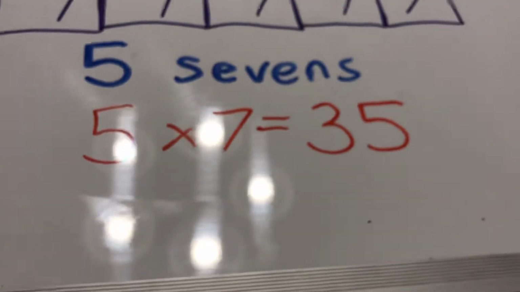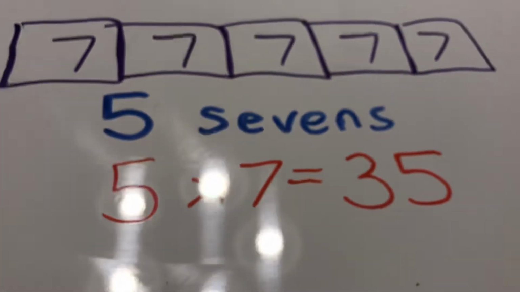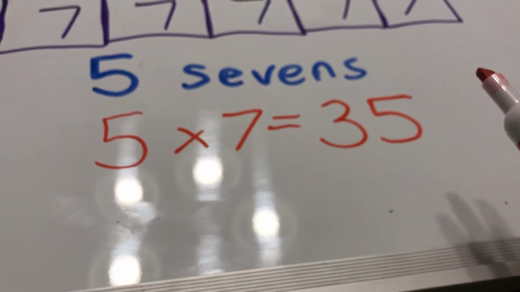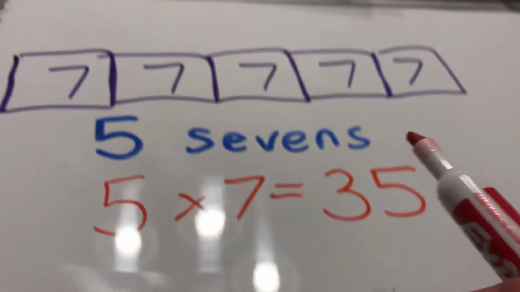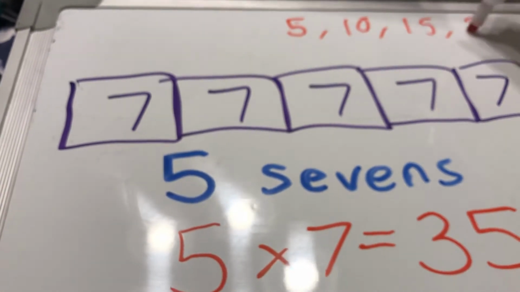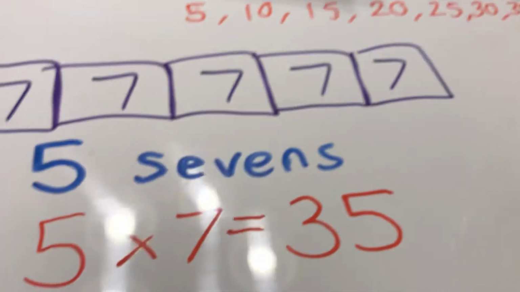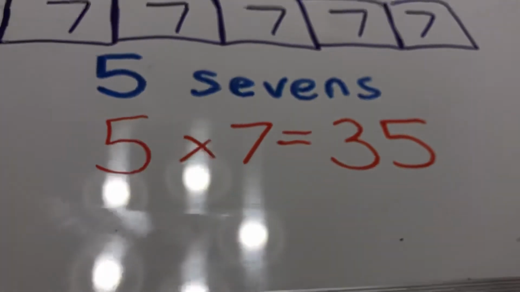Now, again, we said that was a nice and easy fact because we get to skip count by 5s, right? Even though we have 5 groups of 7 here, we also know that if we count by 5 7 times, we will get the same answer, right? We go 5, 10, 15, 20, 25, 30, 35. That's counting by 5 7 times. We get the same answer as counting by 7 5 times.